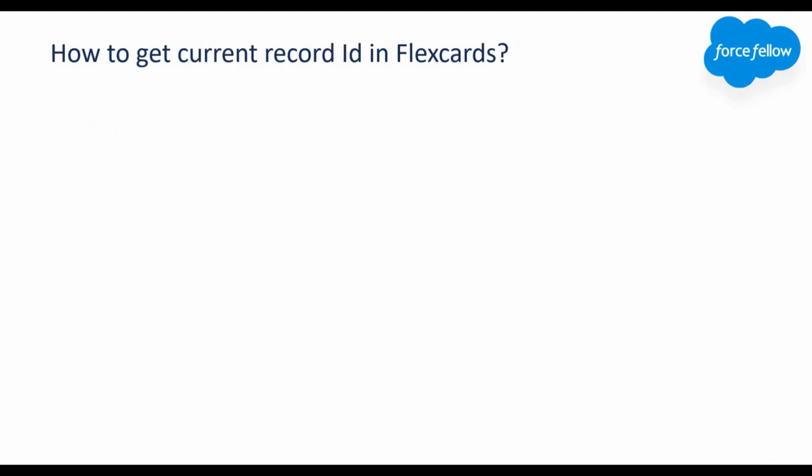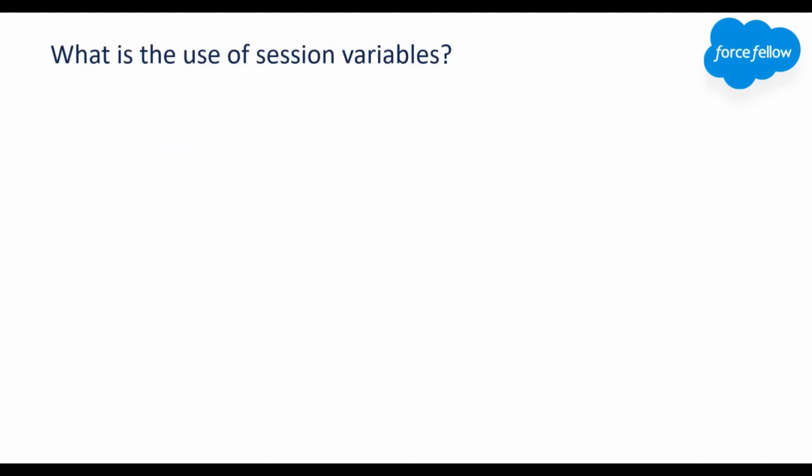Now next we have how to get current record ID in Flexcard. So after activating our Flexcard, it becomes an LWC component and we can use that LWC component in record pages as well if we have configured it in options. Now the question is how to get current record ID in that Flexcard. So in Flexcards there is a reserved key, record ID. So once we call our Flexcard in record page, and if you want to get current record ID, then using this record ID key we can access current record ID.